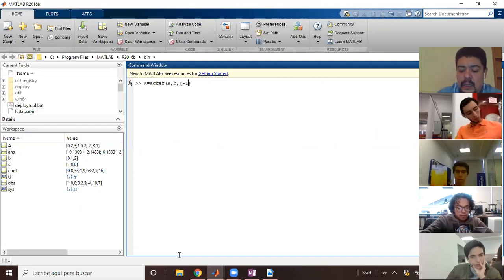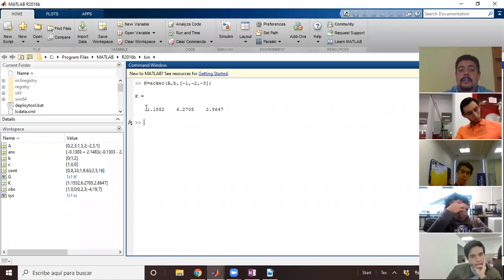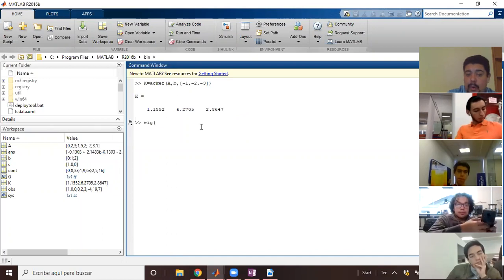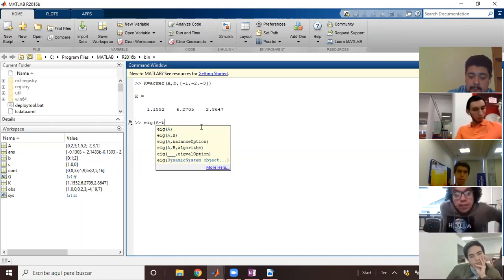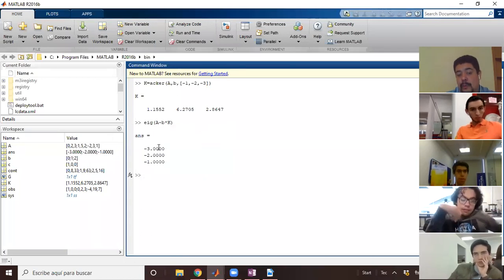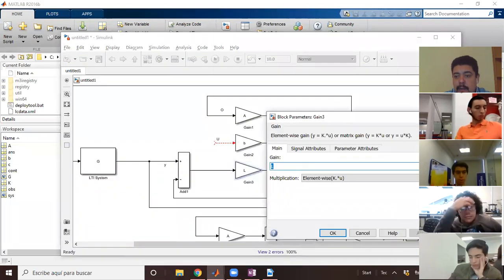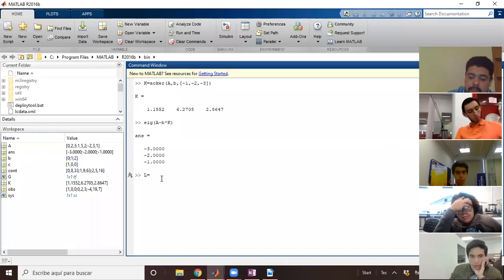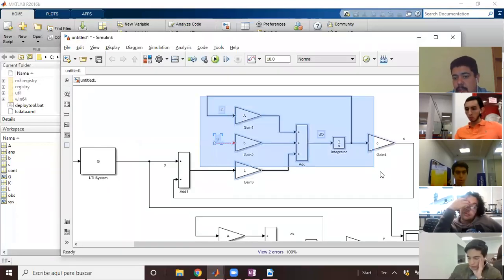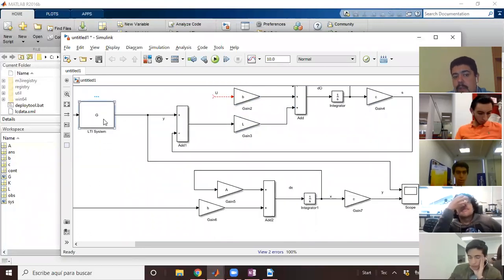Let's say that we want them in -1, -2, and -3. Okay, so this is the gain that will make the poles of the system in closed loop -1, -2, and -3. And L, for now, I'm going to make L equal to 0. So I'm not going to use the observer at all. I just want to compare the output of the system in transfer function representation and the output of the system in state space representation.